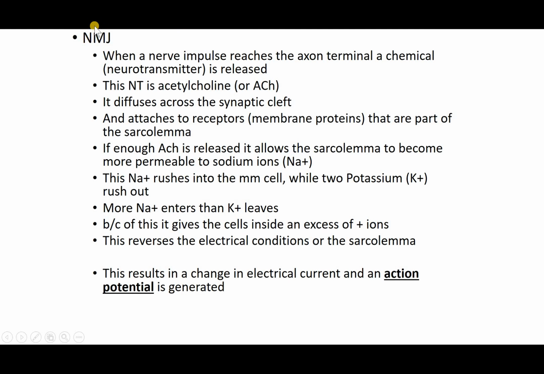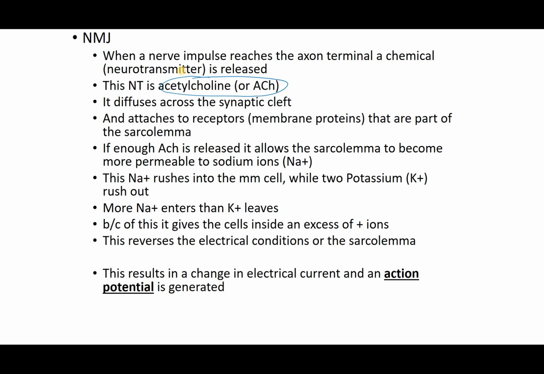Okay, with the neuromuscular junction, when a nerve impulse reaches the axon terminal, a neurotransmitter is released. We have an example here, the NT or neurotransmitter acetylcholine. We have different types of neurotransmitters, and I'm introducing one of them to you right now, and that is acetylcholine or ACH.